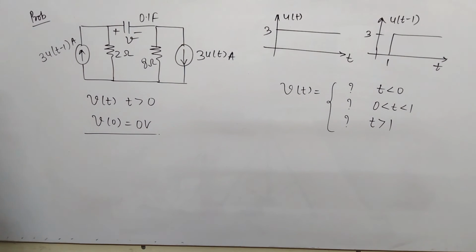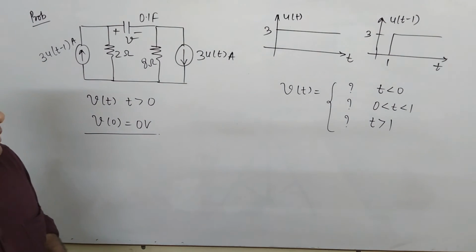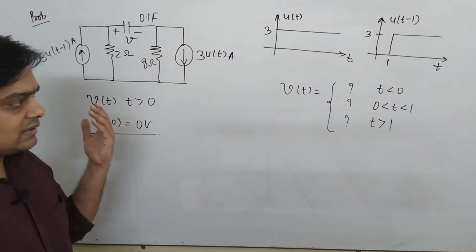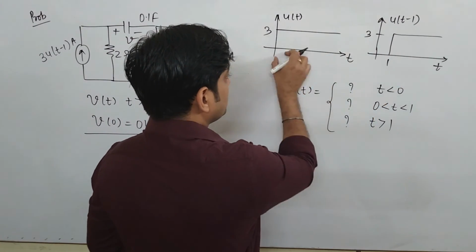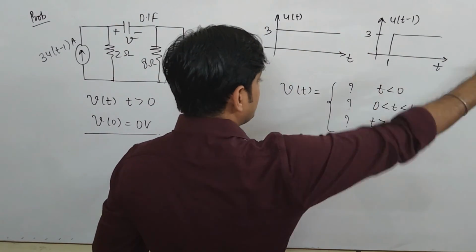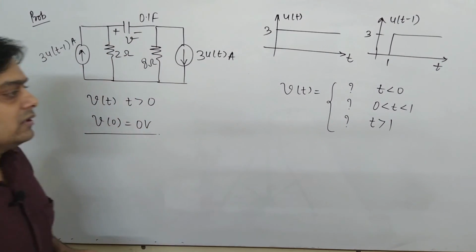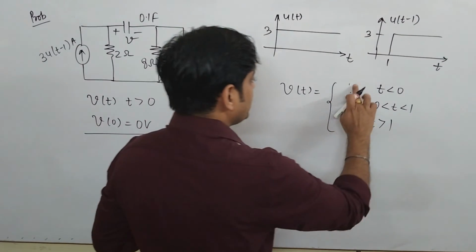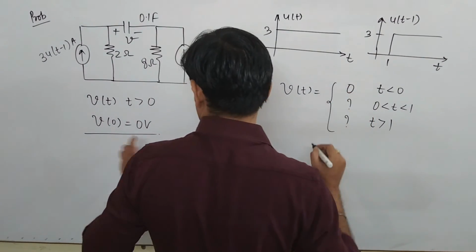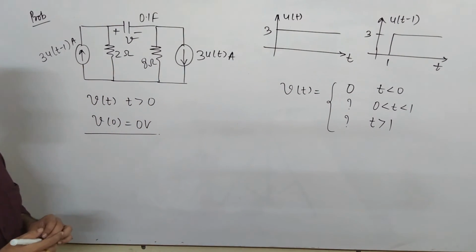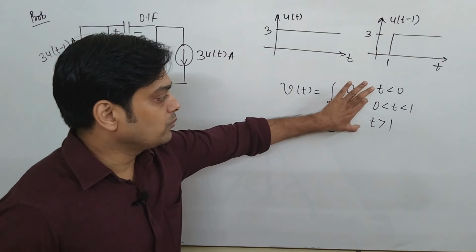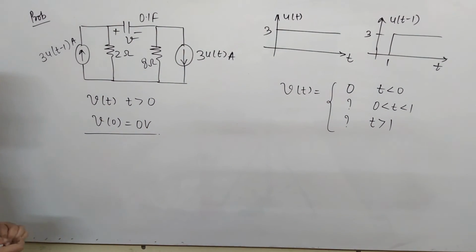Yes, the solution for your Vt will be in three parts: for t less than 0, for 0 to 1 and for t greater than 1. So this is the solution of Vt. However, you can write it here as 0 directly. Why? Because it is also mentioned that the initial value is 0. So one thing is already given here. You have to find these two portions. Now we will see how we solve it.